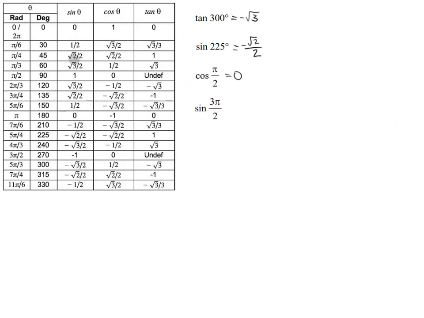Okay, sine of 3 pi halves. 3 pi halves is down here in radians, and sine is the first column of our three trig functions. The sine of 3 pi halves is negative 1.